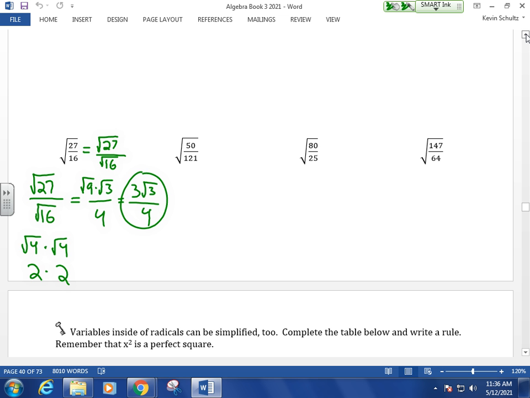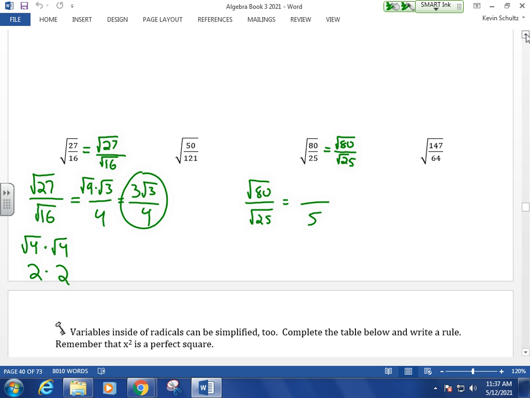Let's do root 80 over 25 as the last one that we'll do together. Being the root of a fraction, we can break this up and write it as the root of the numerator over the root of the denominator, which again, look at that denominator, and I like what I see. What's the root of 25? 5. That's done.